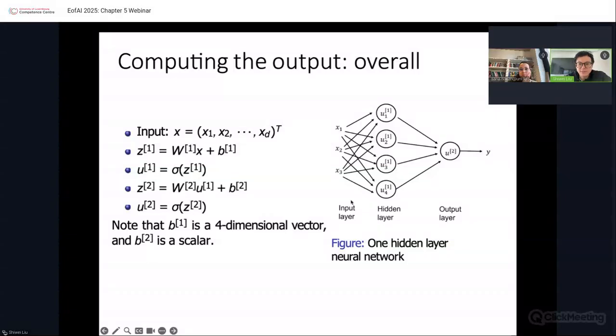After we calculate the first layer, we need to calculate the last layer, the output layer. We do similar things as the first layer. We use a different weight matrix W2 times the output of the first layer, which is the input of the next layer. We calculate this linear transformation and apply another nonlinear activation here. After this calculation, we will have the output U2, which is essentially our output. This is how the feed-forward operation of a one hidden layer neural network works.